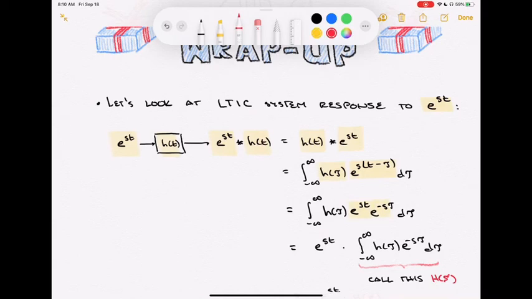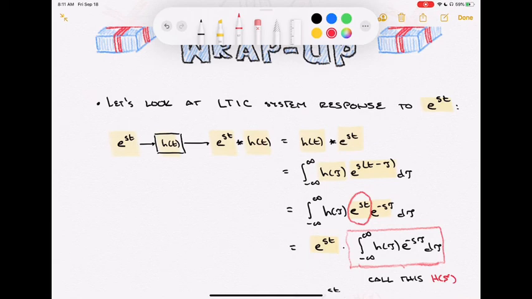One of those exponentials, this first one, the e to the st, is not a function of the variable of integration, and as a result, it can be pulled outside the integral. So I can pull that e to the st out, and then I'm left with just a single term: the integral from minus infinity to infinity of h tau e to the minus s tau d tau. You don't see any t's in there whatsoever. So that particular term is completely independent of the variable t. There is no dependence on time.